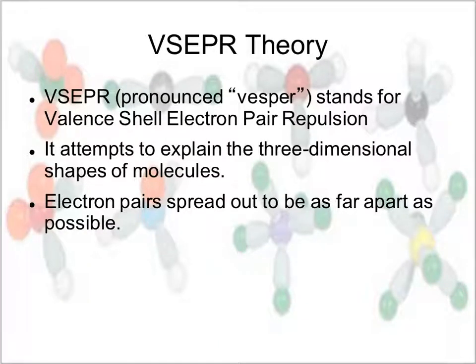It's pronounced VSEPR, but it stands for valence shell electron pair repulsion. Basically, it attempts to explain the 3D shapes of molecules based on the fact that electron pairs and lone pairs want to be as far apart as possible.